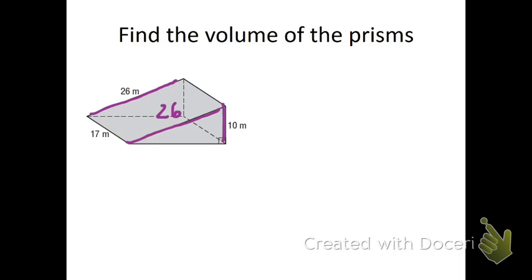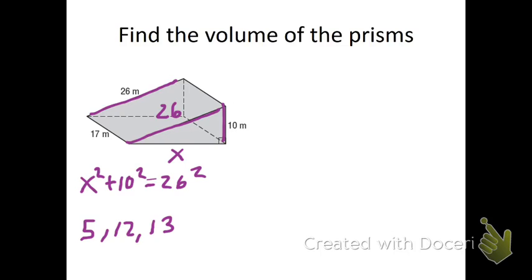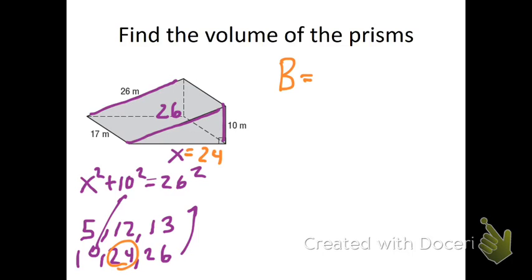So that hypotenuse would be 26, and this side is 10. To find this side, you could use the Pythagorean theorem: x squared plus 10 squared is equal to 26 squared. If you know your Pythagorean triple of 5, 12, 13, and you double it, so you find a multiple of it, we can also just figure out that x is equal to 24 that way.